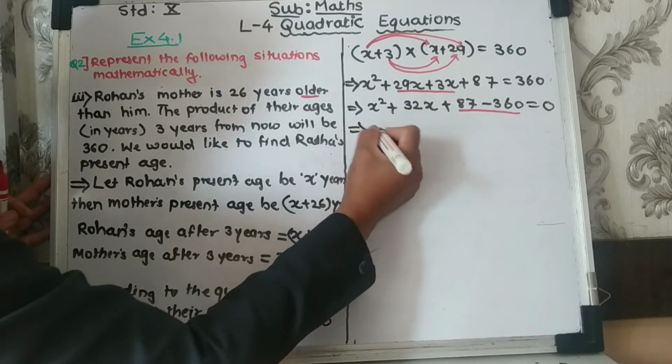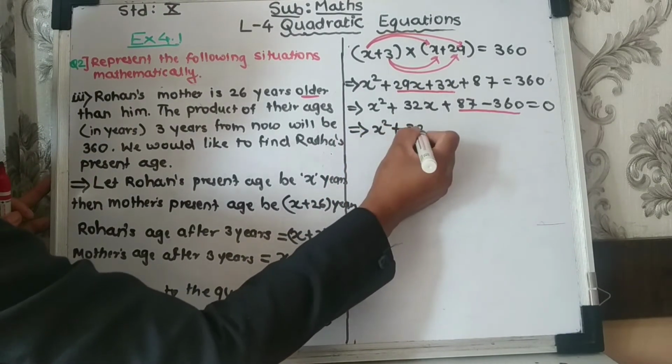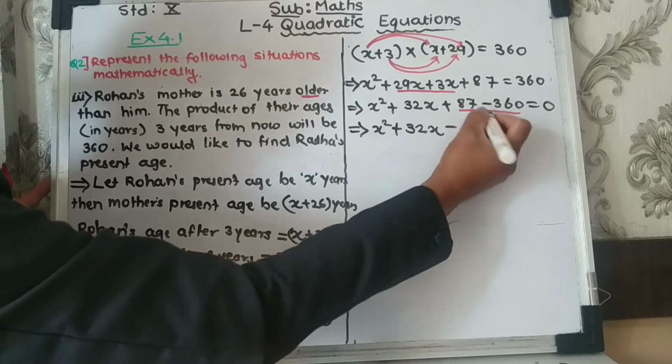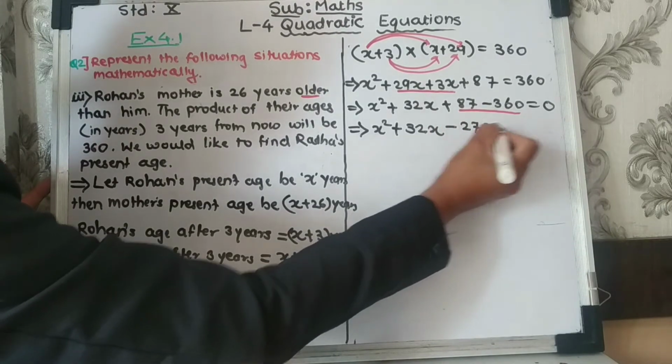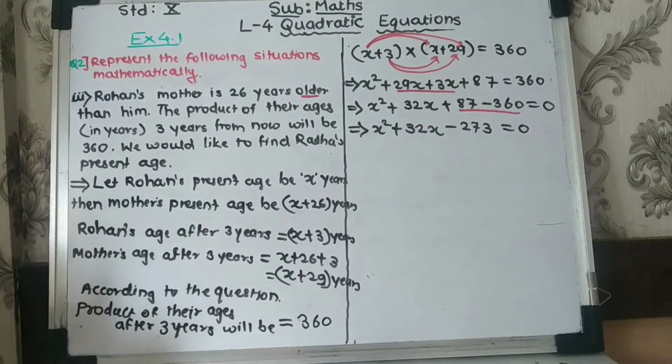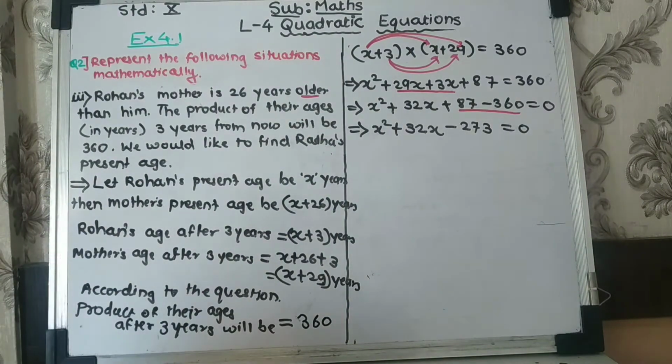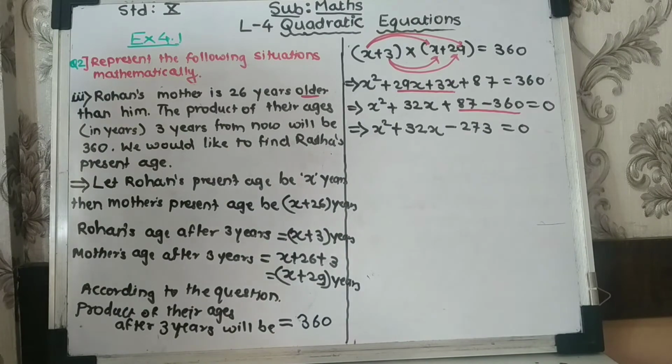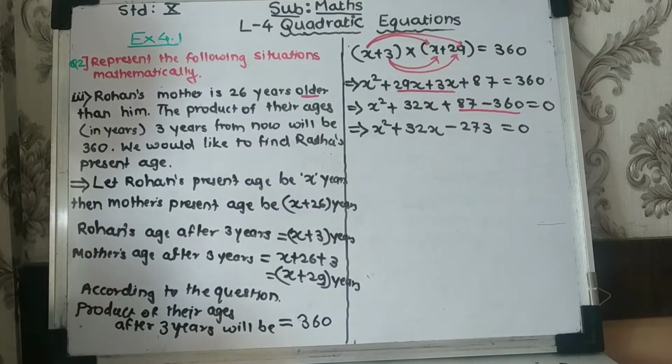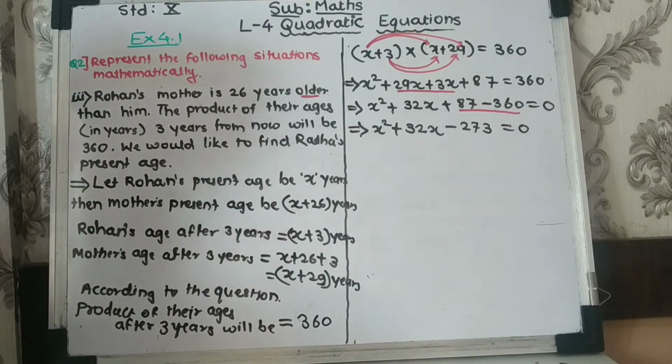So what will we get? x square plus 32x minus 273 equals 0. Just subtract it, and you will see the answer 273. There is no need to solve further, right? So this is the required equation to find out Rohan's age.